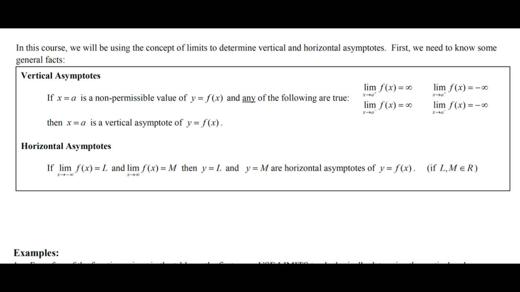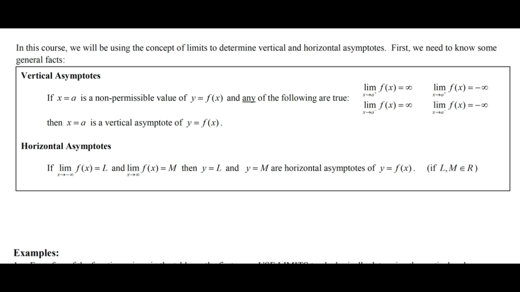So first we need to know some general facts. If x equals a is a non-permissible value of y equals f of x, right? It makes the denominator 0 or whatever. And any of the following are true: the limit as x approaches a from above of f of x is infinity, or the limit as x approaches a from above of f of x is negative infinity, or the limit as x approaches a from below of f of x is infinity, or if it's negative infinity, then x equals a is a vertical asymptote, right? Because what else do we have? If it's not a vertical asymptote, then it could be a point discontinuity.